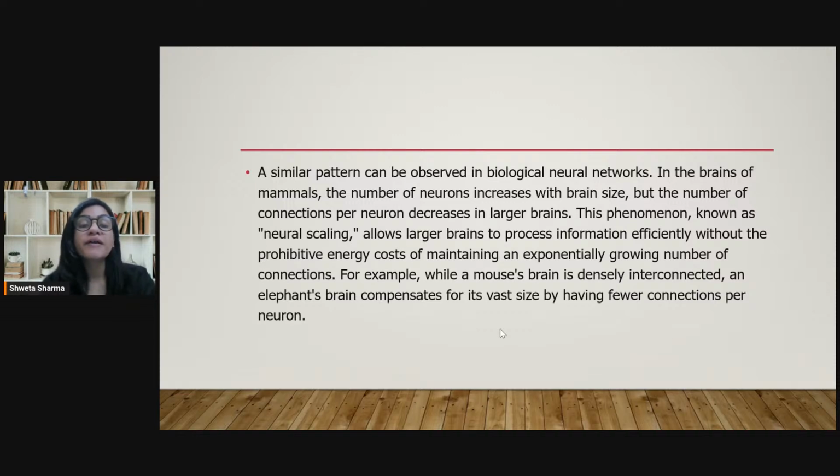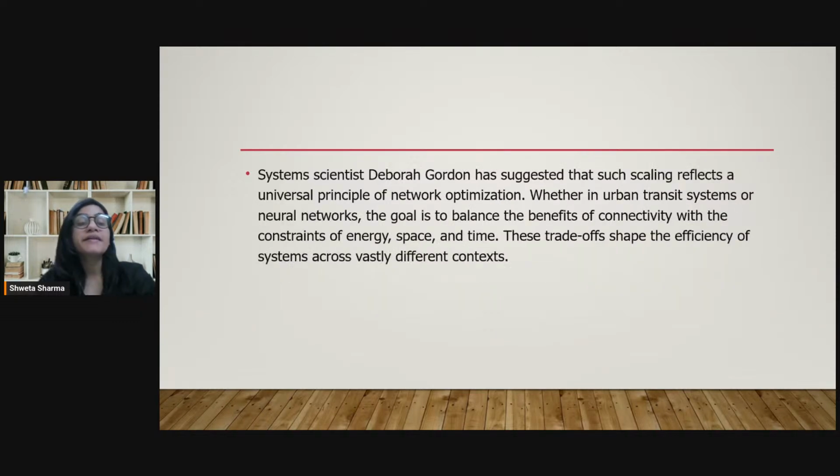So, for example, while a mouse brain is densely interconnected, an elephant's brain compensates for its vast size by having fewer connections per neuron, right? So a neuron would not be connected to many other neurons if the brain size is larger than expected. And then it says systems scientist Deborah Gordon has suggested that such scaling reflects a universal principle of network optimization.